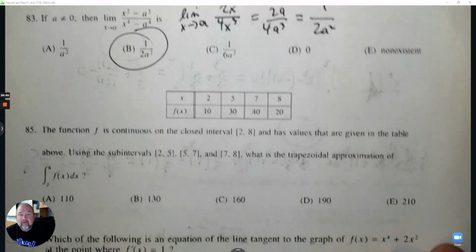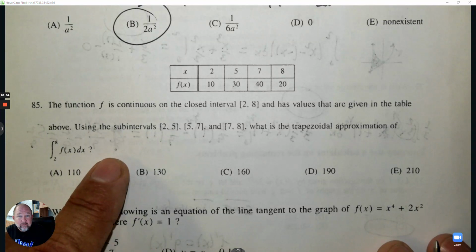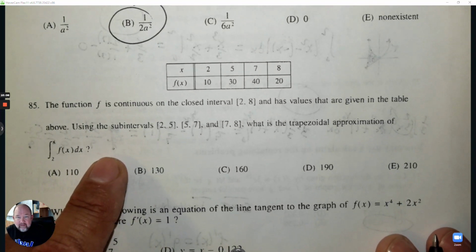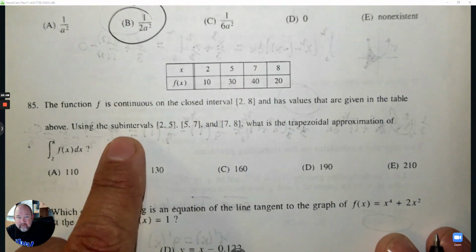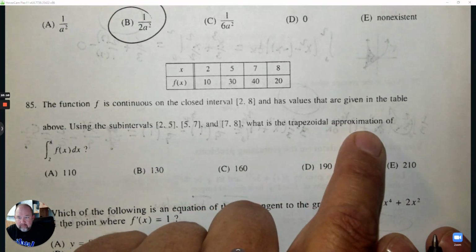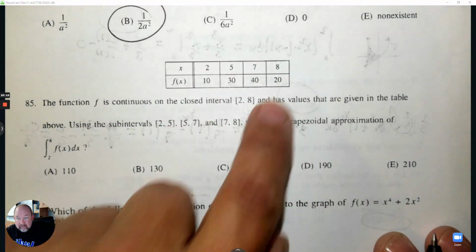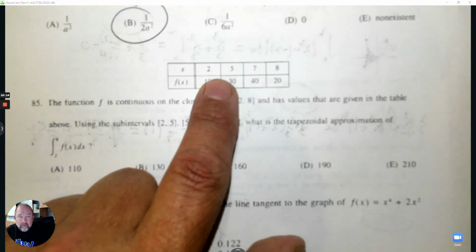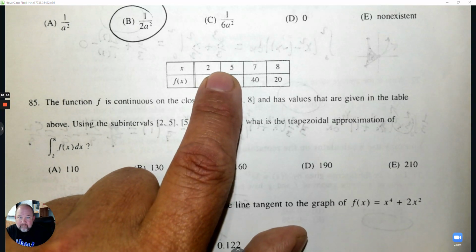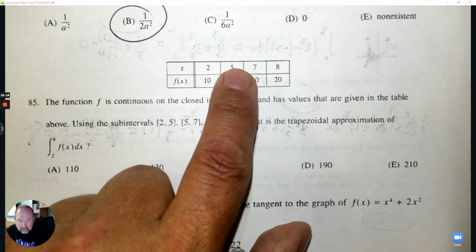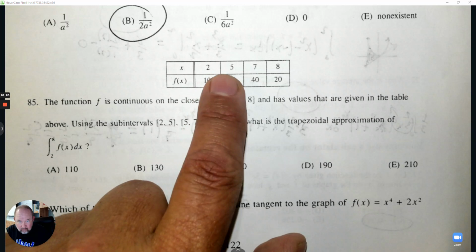All right, can you do calculus with a table? Can you do calculus with a graph, right? Those are good questions. So here's the table. It's continuous. Using it, what's a trapezoidal approximation of that from 2 to 8? Now, you can't do equal trapezoids because the width is different for each one. Do you see that? So each one has to be its own trapezoid.